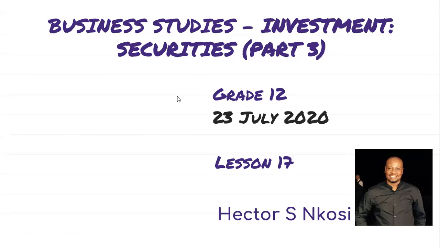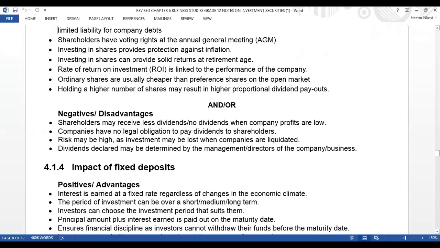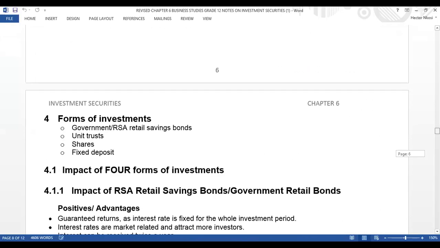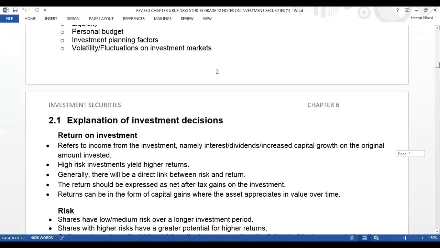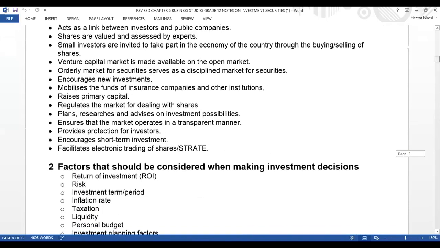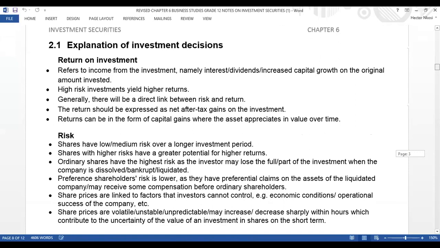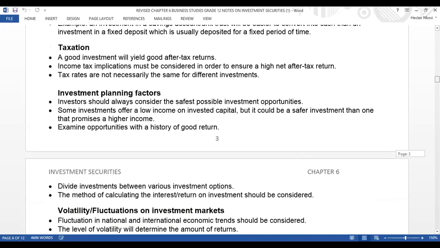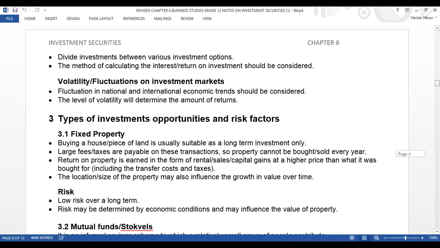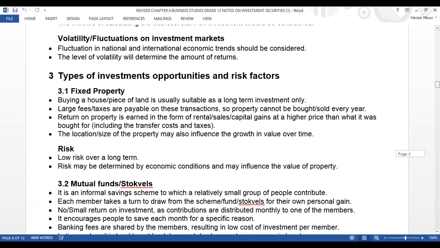All right, grade 12s. So yesterday, we looked at some concepts when it comes to your investment securities. We looked at the factors that should be considered when making an investment decision: your return on investment and the risk, the investment period, inflation rate, personal budget, taxation, investment planning, and the volatility or fluctuations on investment markets. Then we were still busy yesterday with types of investment opportunities and their risk factors.